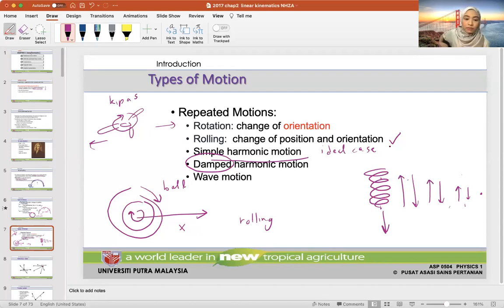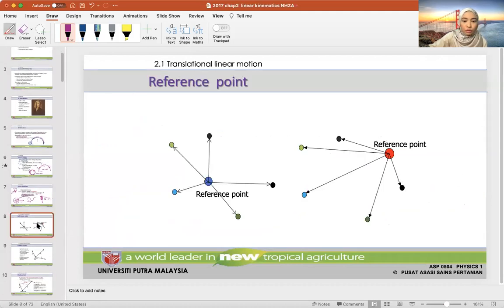Okay, and then we have wave motion. Ini senang je macam sine, cosine tu semua wave motion. Apa yang rupa macam sine wave, apa yang rupa macam cosine wave is ombak. Ombak lah kot yang paling senang nak ingat. Okay, so those are the different types of motion.